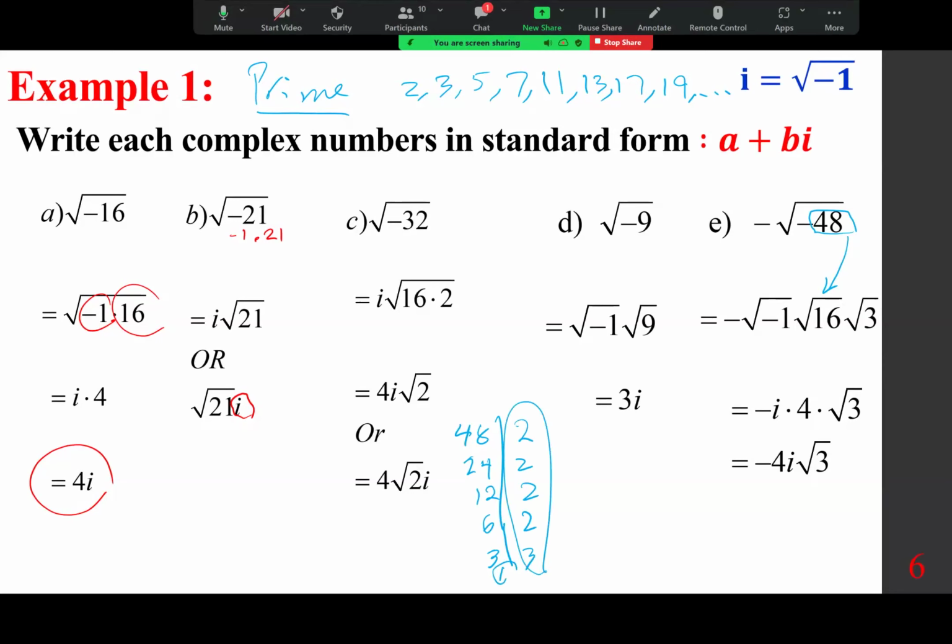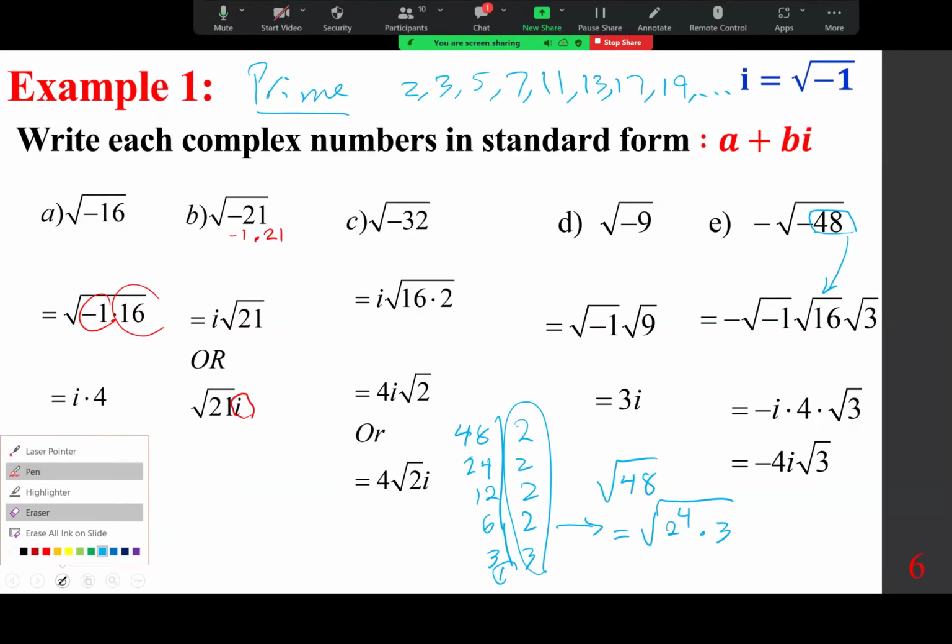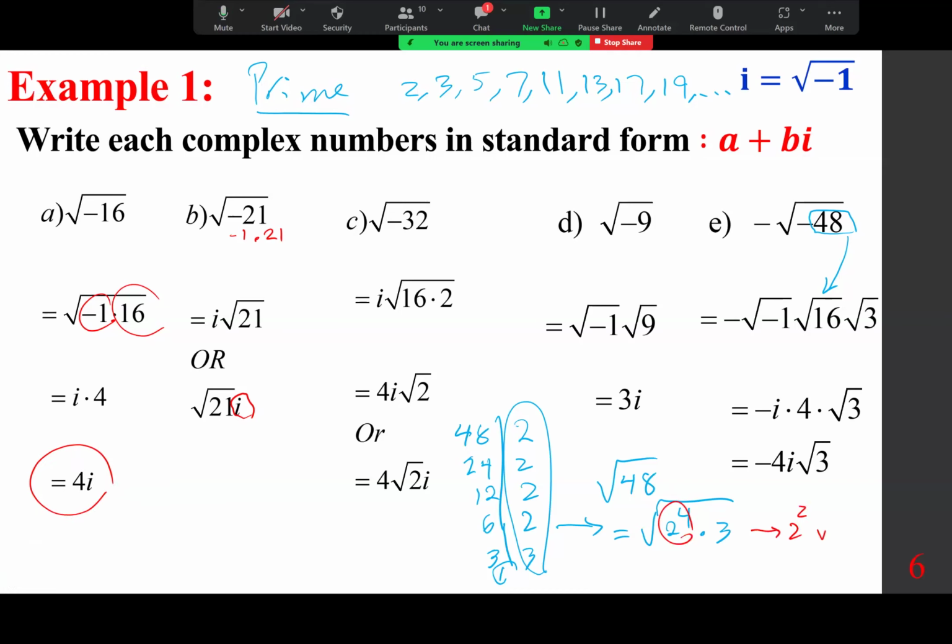So in essence, what you're looking at is this. Square root of 48 is square root of 2 to the power of 4 times 3. And square root of 2 to the power of 4 can come out as 2 squared, square root of 3, and that's 4 square root of 3. So this is the part I'm referring to. Again, one way is to do prime factoring and simplify.